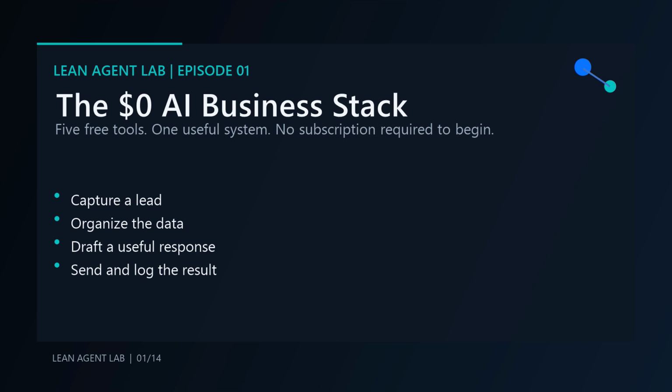It captures a new lead, organizes the information, prepares a relevant response with a local AI model, sends the message, and records what happened. You do not need to buy anything to understand or build the starter version. You provide a computer, internet access, and a little setup time. That is the entire constraint.